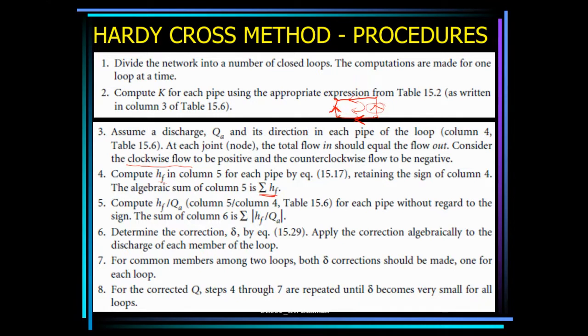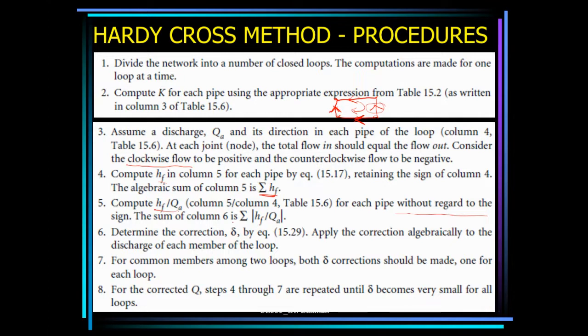So you will compute the head loss based on the flow rate. If it is positive or negative, you maintain it also for the head loss, because this is the algebraic sum of the head losses. And then you compute HF over Q. In this case, this is without regard to the sign, because we use the absolute value here.